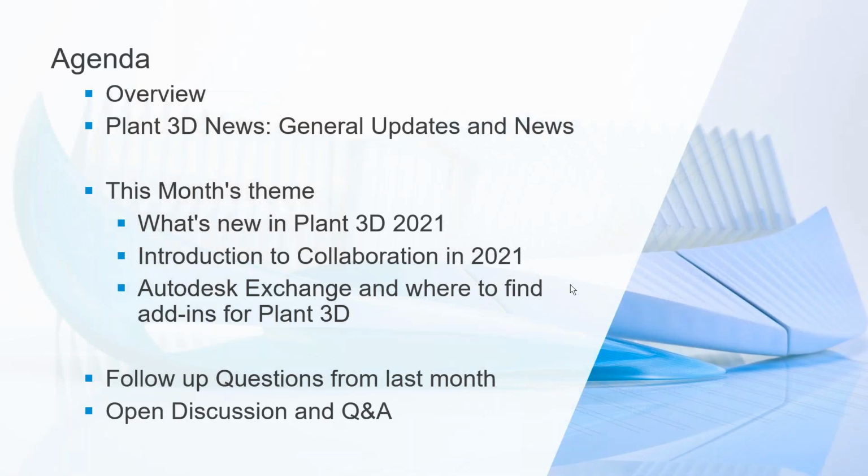So the agenda today, what we have for topics: we'll go over general Plant 3D news, and then the theme for this month is what's new in Plant 2021, an introduction to the new cloud collaboration that comes with 2021, and then an overview of the Autodesk Exchange site and where you can find some add-ins for Plant 3D. We'll look through and see if we have any questions from last month. I don't believe we had any. So we'll also go through some Q&A at the end. This session today is pretty long. We should go through the full hour. But if we have some time at the end, we'll definitely stay on and try to answer your questions.